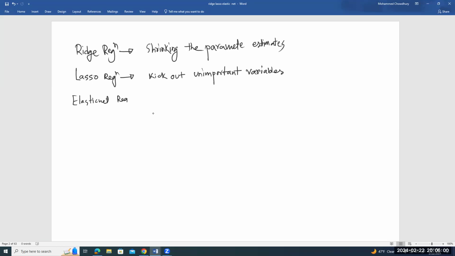Lot of variables. Suppose 100 access, an important variable kicked out, and important correlated variables' parameters shrink. Okay. Yeah. If your data is very big, Lasso cannot do one thing. What? Take a look. This is a very important thing.